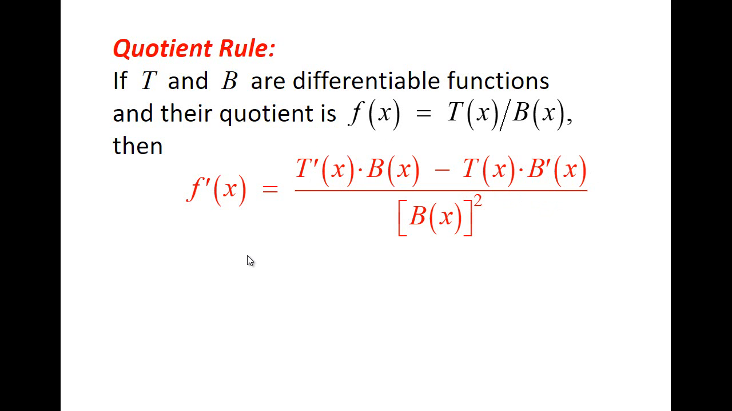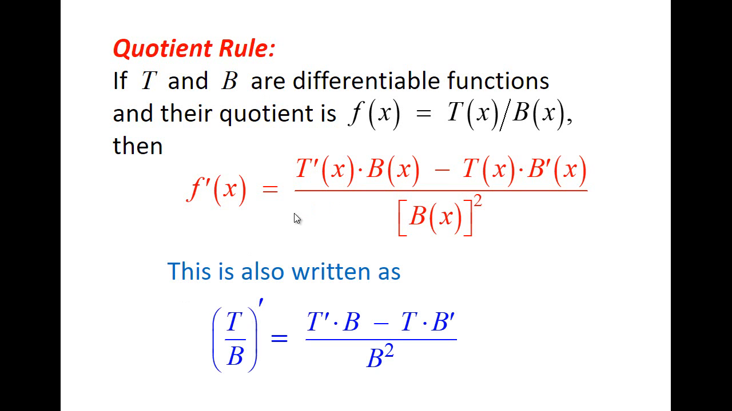So that's the quotient rule. And in short, we can rewrite this as: the derivative of t over b is equal to t prime b minus t b prime, divided by b squared. So this is the derivative of the top multiplied by the bottom minus the top multiplied by the derivative of the bottom, divided by the square of the bottom.